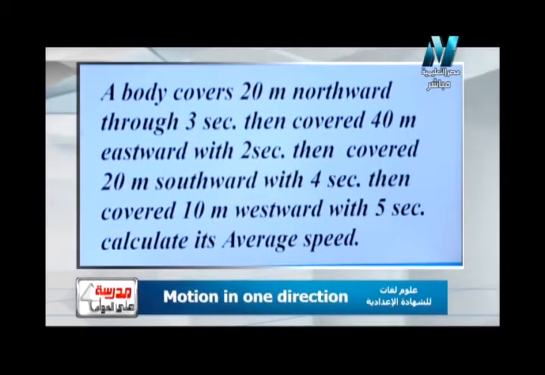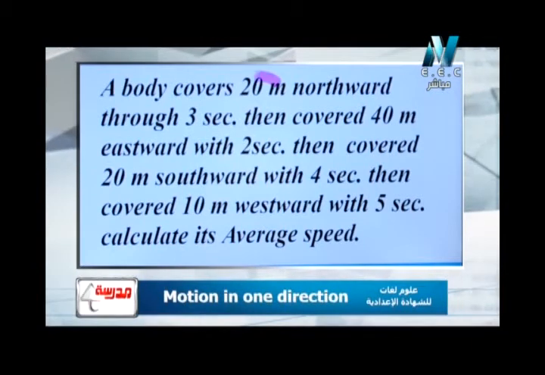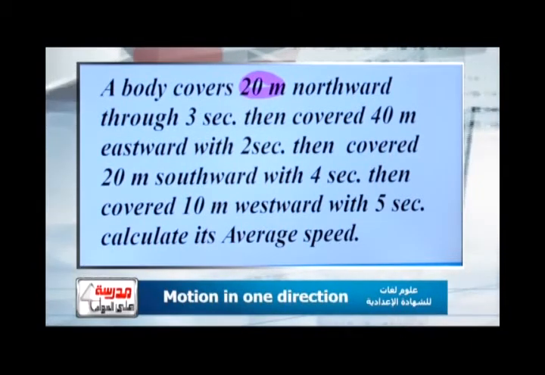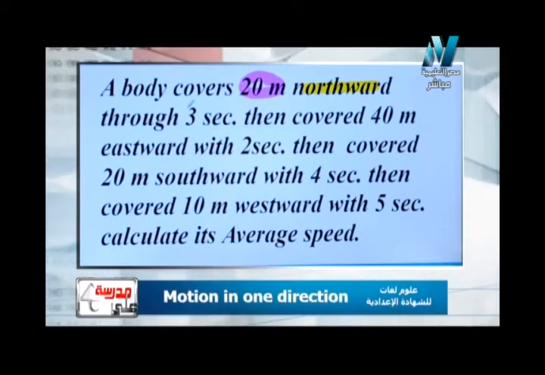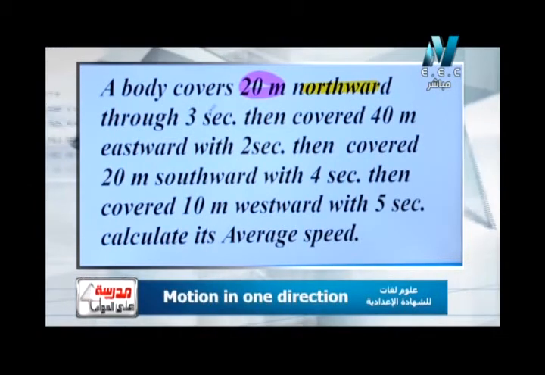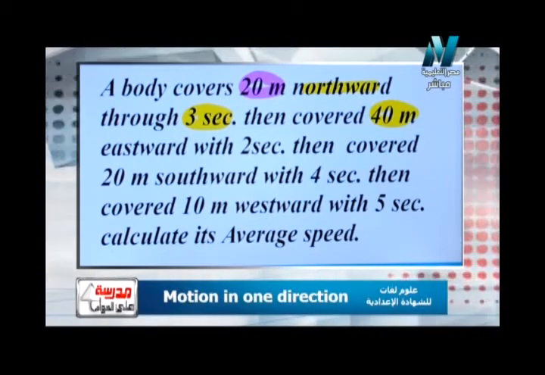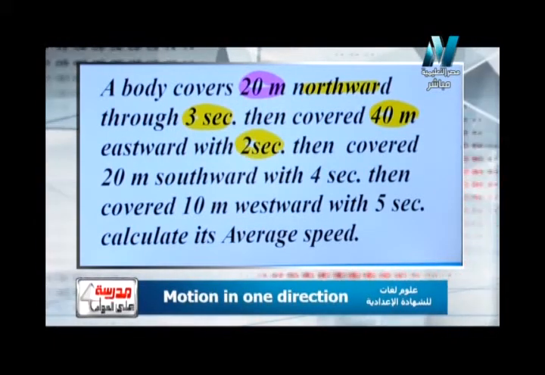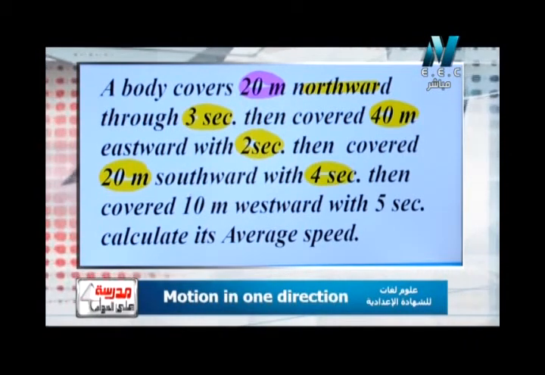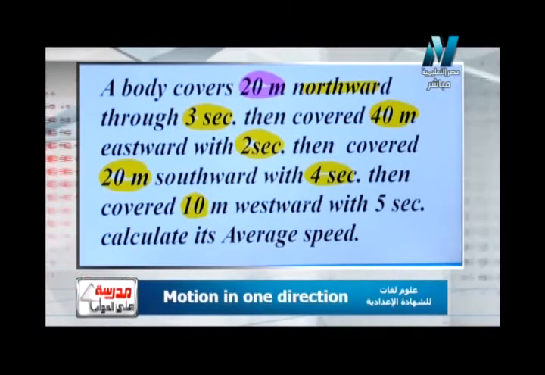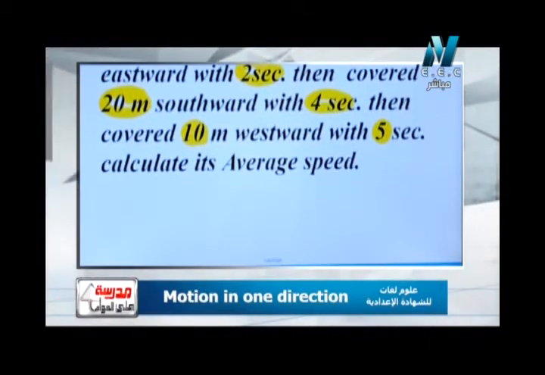زي ما احنا شايفين قدامنا بيقول لي a body covers 20 meters northwards. خلي بالنا, we know the geographical directions: north, south, east, west. Through 3 seconds, then covered 40 meters eastward in 2 seconds, then covered 20 meters southward in 4 seconds, then covered 10 meters westward in 5 seconds. Calculate its average speed. How can we deal with this problem?